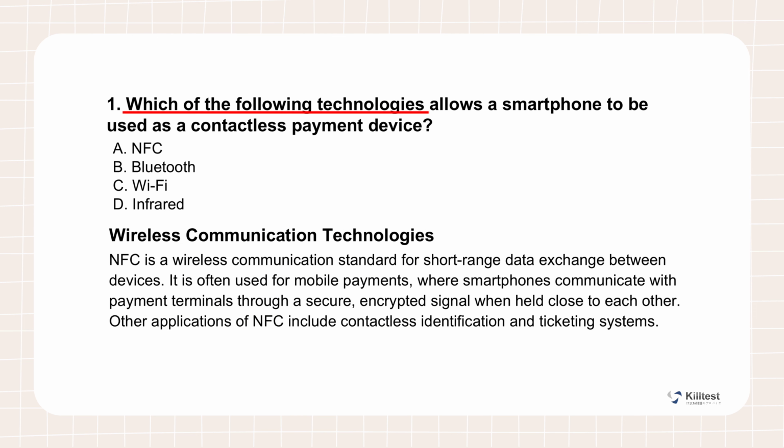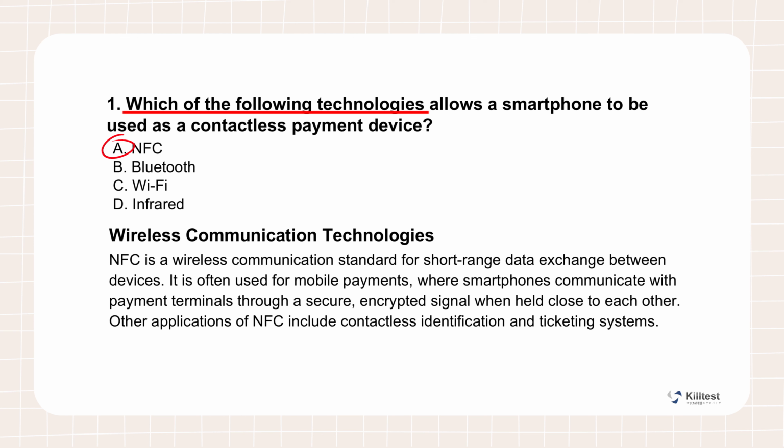Which technology allows a smartphone to be used as a contactless payment device? Options: NFC, Bluetooth, Wi-Fi, infrared. Okay, so the answer there is NFC, near field communication. Near field, that's the key part, yeah. Totally. We're talking super short range. Just a few centimeters. And that closeness, well, that's actually a big part of why it's secure for payments.